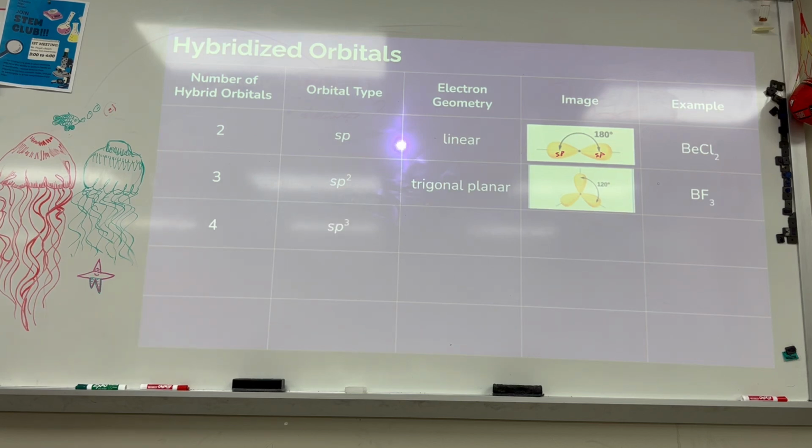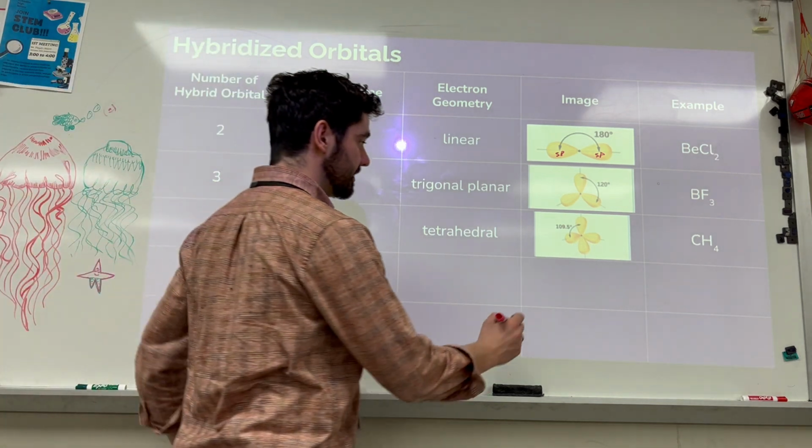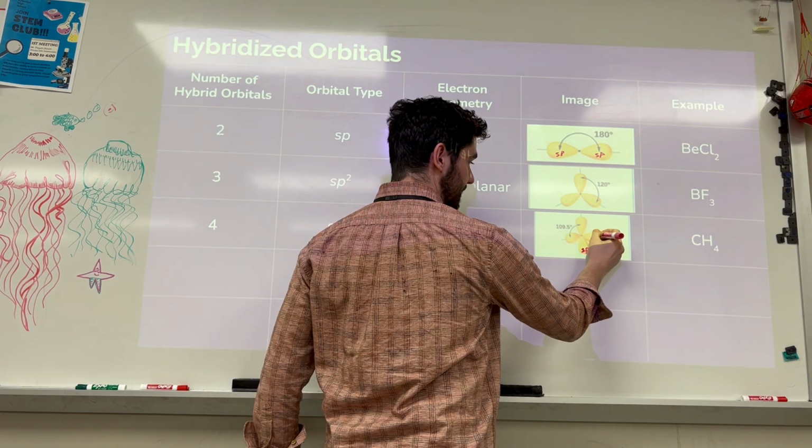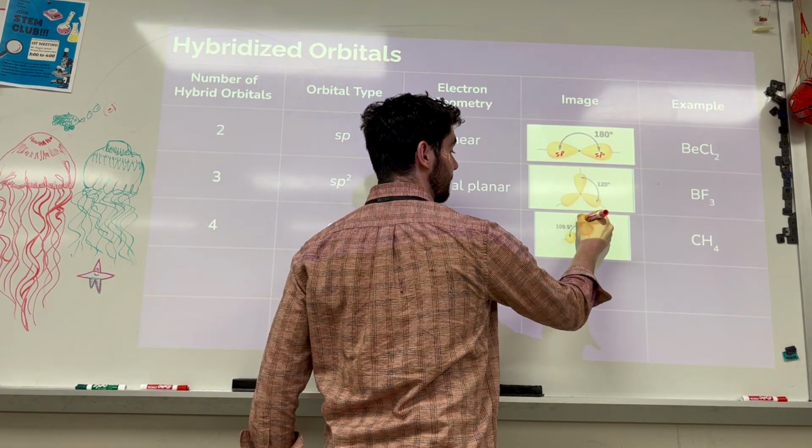And then we talked about sp3, right? I took one s orbital and 3 p orbitals, I combine them, I get a tetrahedral shape. Methane was our example for that. So for the fourth one, you would call all of those orbitals sp3? Right, exactly. They're all the same type of orbital, so they all have the same name.